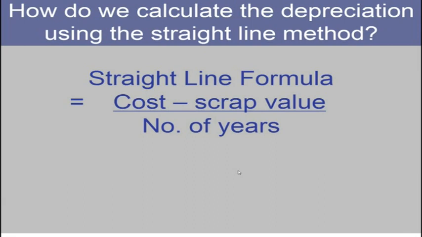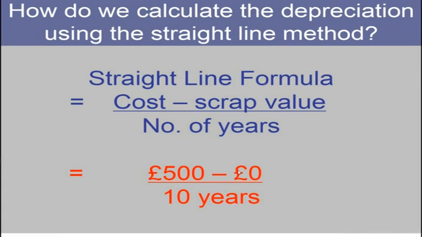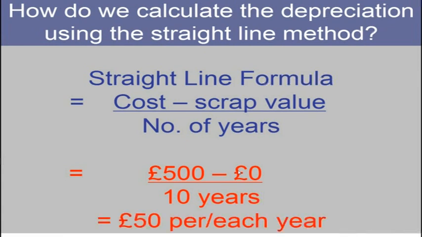So if we take our phone example, cost was £500. I never gave any indication of a scrap value, so it's 0. And the number of years, well, it actually took 10 years. So if we work in this way, we would get an answer of £50 for each year. What this method works out, your answer you get all the time, is the amount of depreciation for each year. And because it's a straight line, you know the answer, £50, will be the same for each year.